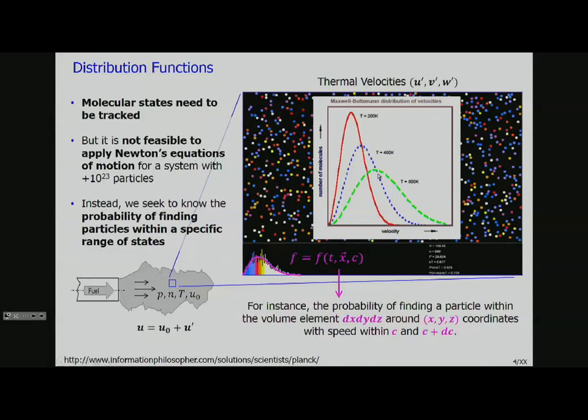So with these different ways, we find the distribution functions of having our particle in a certain volume element, in certain coordinates, and with a certain speed or velocity.